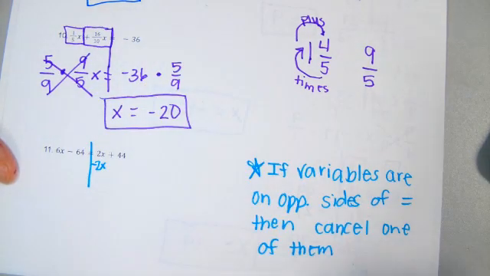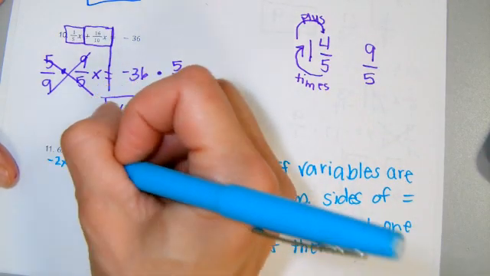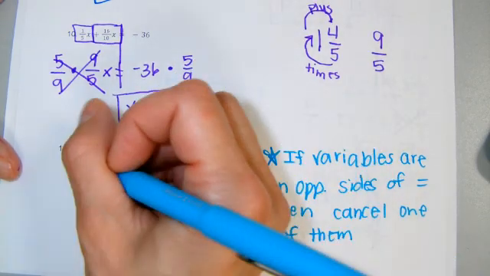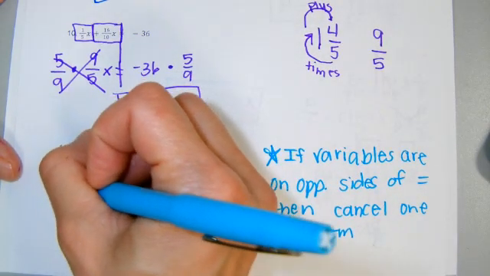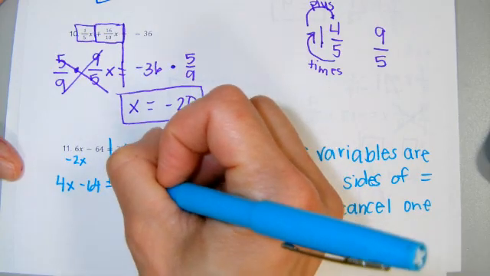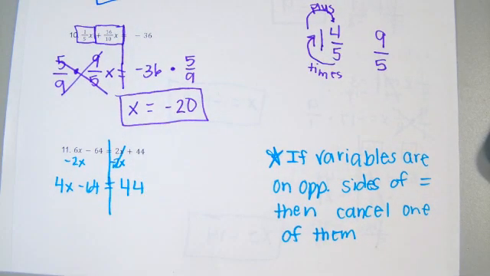I'm going to do a minus 2x here. And then I'm going to do that under the 6x because that is what matches. That's the like term over here. So 6x minus 2x is 4x. Bring down minus 64 equals positive 44. Now you have 3 terms and only 1x, and you can start undoing things.